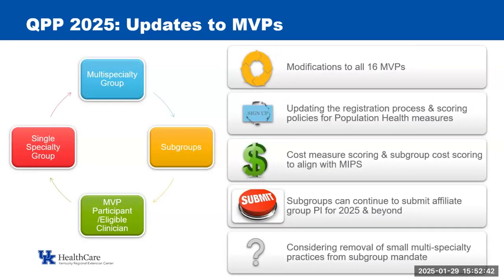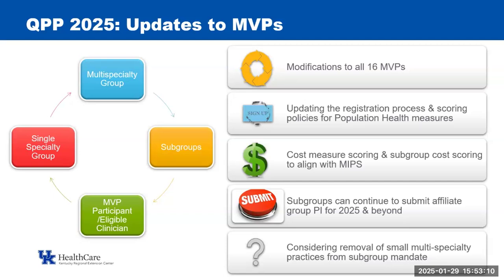Now, to updates to the MIPS value pathways track of the program. CMS did make modifications to all 16 MVPs. They may have changed around some different measures and things like that for those MVPs. So definitely take a look at that if you are participating or interested in participating in an MVP within your organization or as a clinician, please look at those measures that are a part of that.